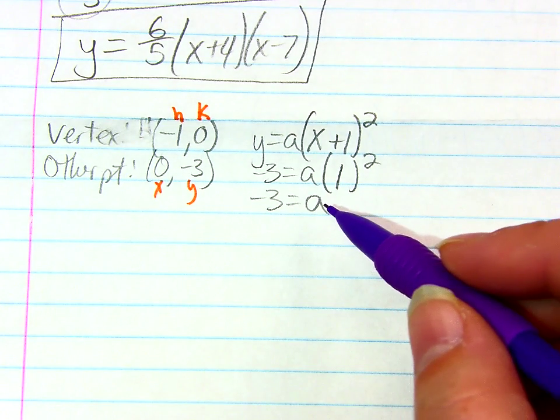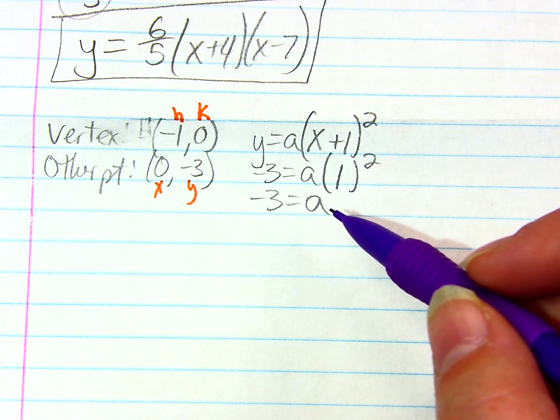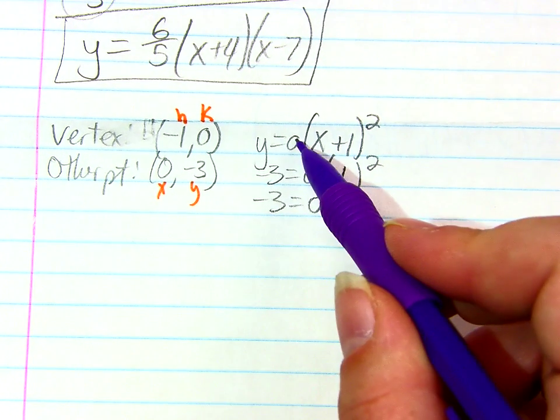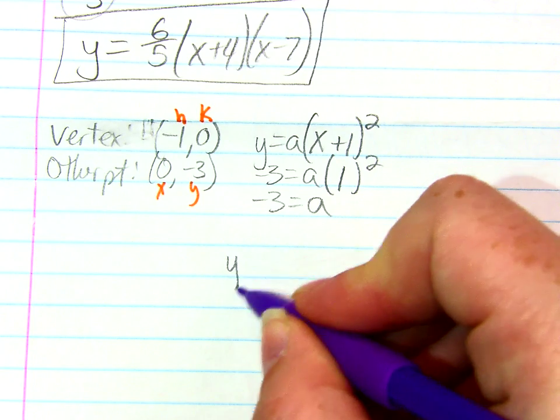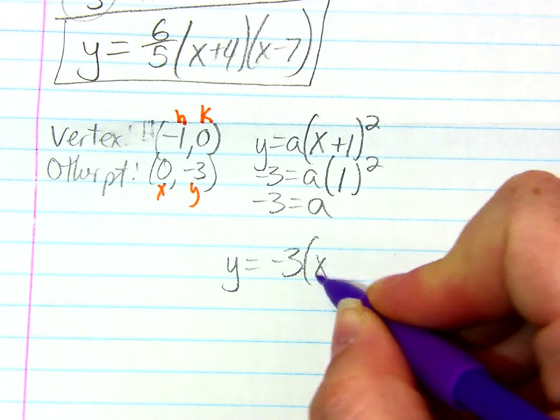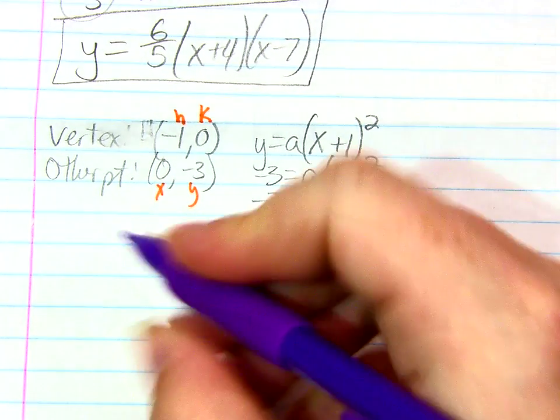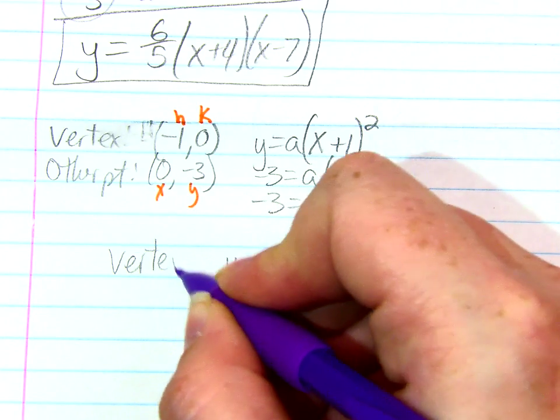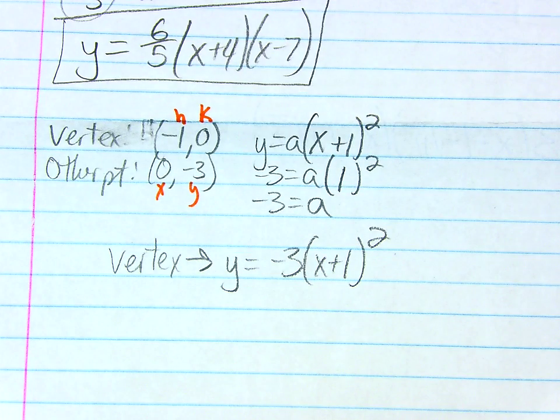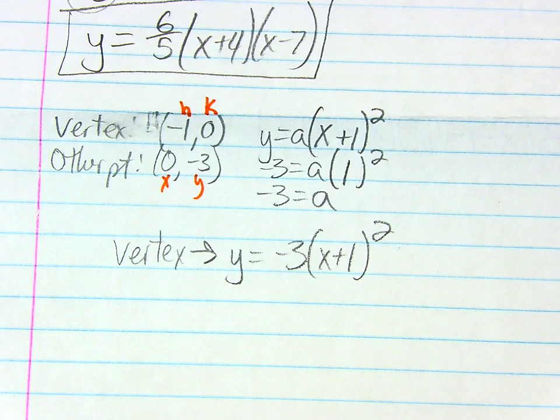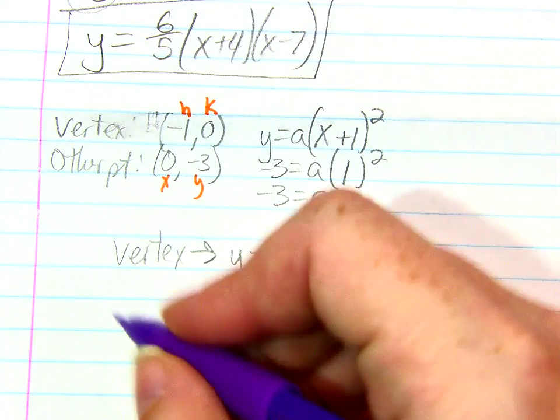So now, if I had to give the equation of this quadratic in vertex form, I just take that negative 3 and I pop it right back in there. So that'd be Y equals negative 3, X plus 1 squared. So there's vertex form. Take a minute and change that into standard form for me. See what that would end up looking like.